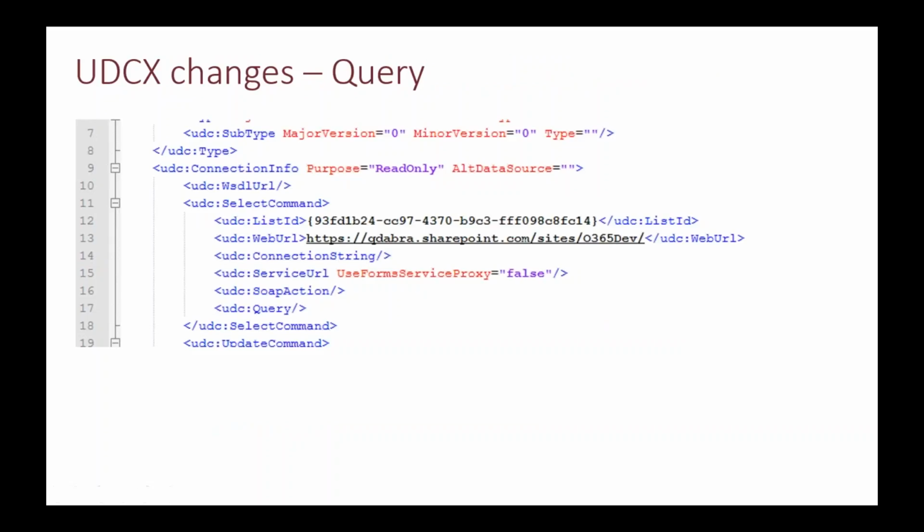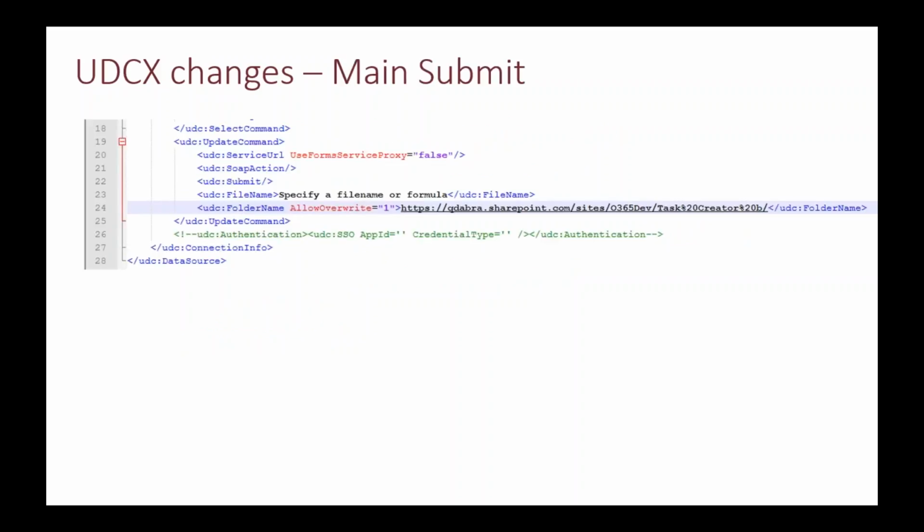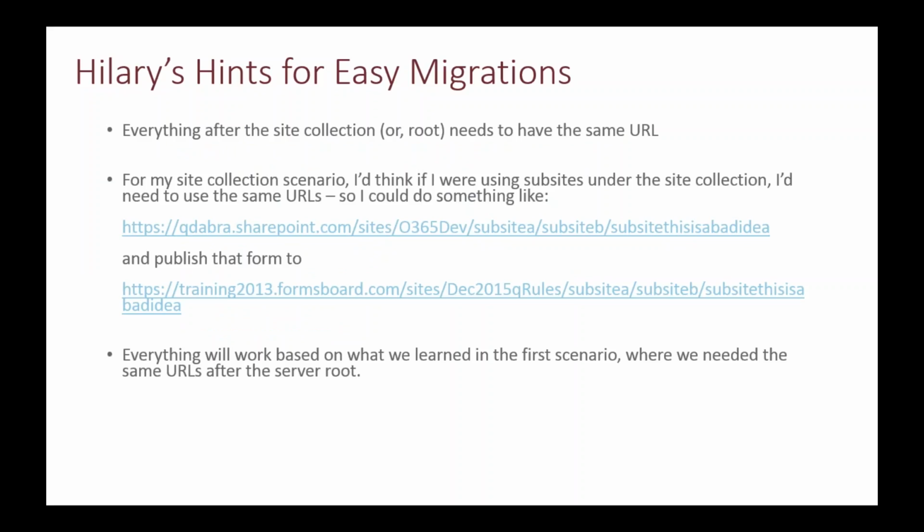So once again, you're going to be changing these UDCX files once when you go from dev to test to production. You'll change both the query data connections where you see the URL there and the list ID. You'll also be changing the submit data connections if you have them, but that's just one line there. Hilary mentioned how to do that. So once again, the hint for easy migrations, everything after the site collection needs to have the same URL.